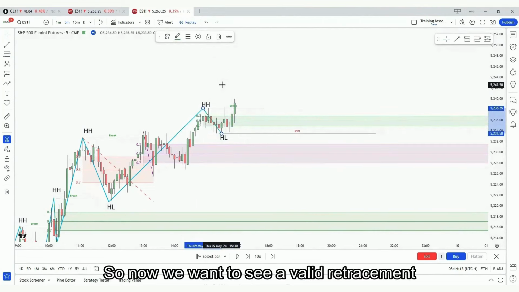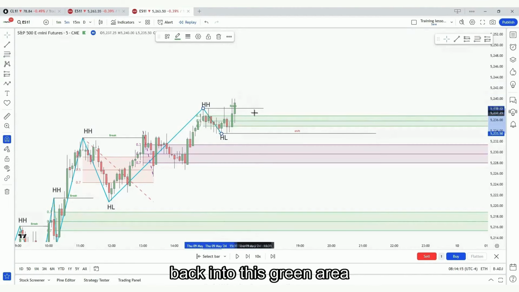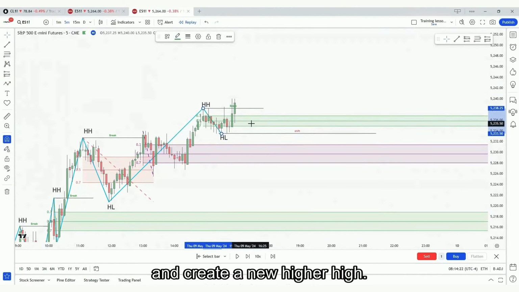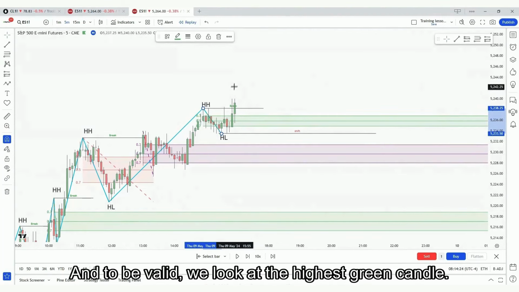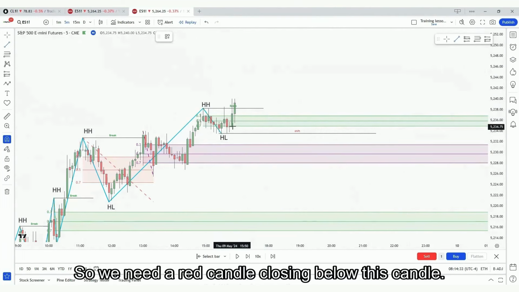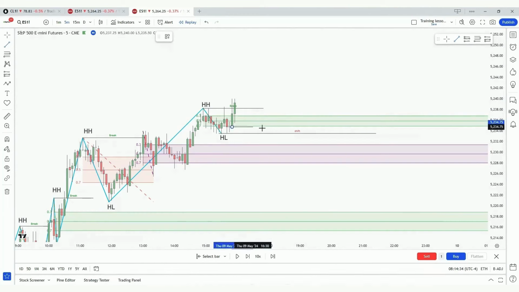So now we want to see a valid retracement back into this green area and create a new higher high. And to be valid, we look at the highest green candle. So this is the highest green candle right now. So we need a red candle closing below this candle. This was the break.